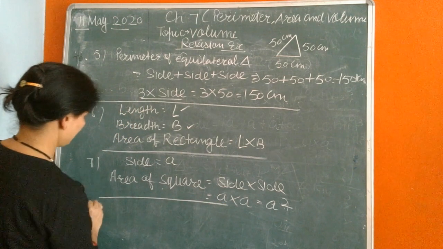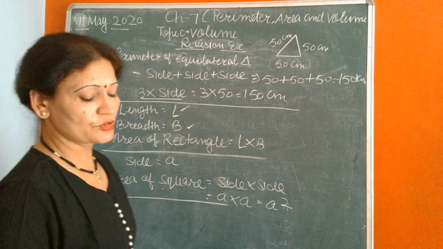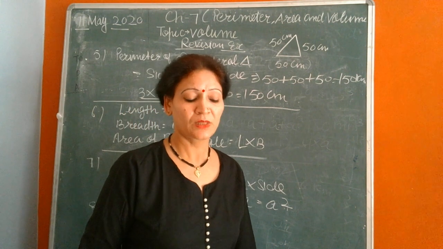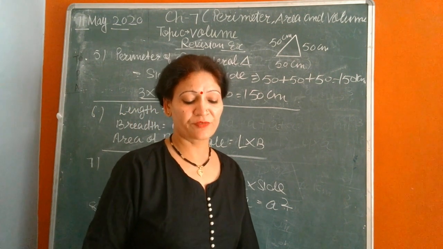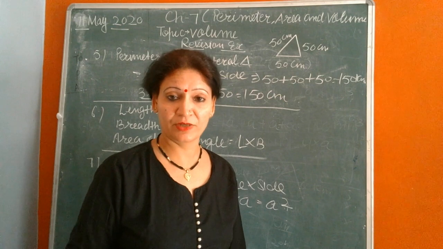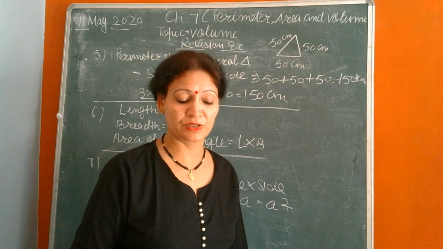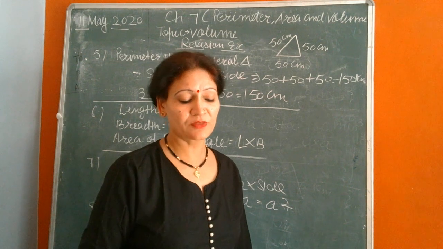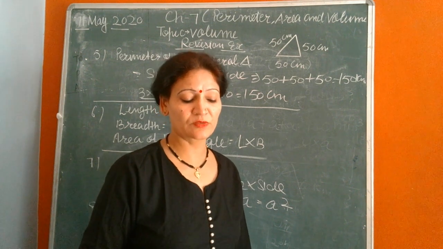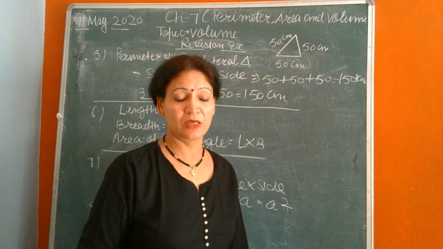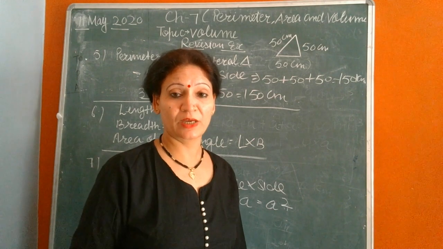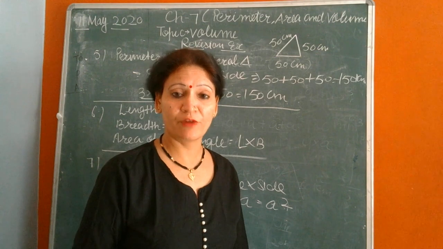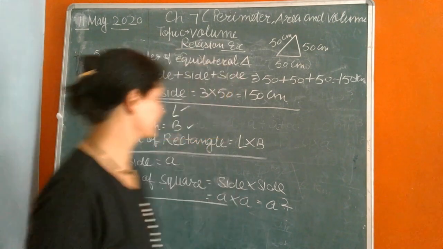Now question 8: find the cost to cover a room with a carpet. Length is 15 meter and breadth is 2 meter. If the cost of the carpet is ₹5 per square meter, what will we find out in this question? We will find the area.